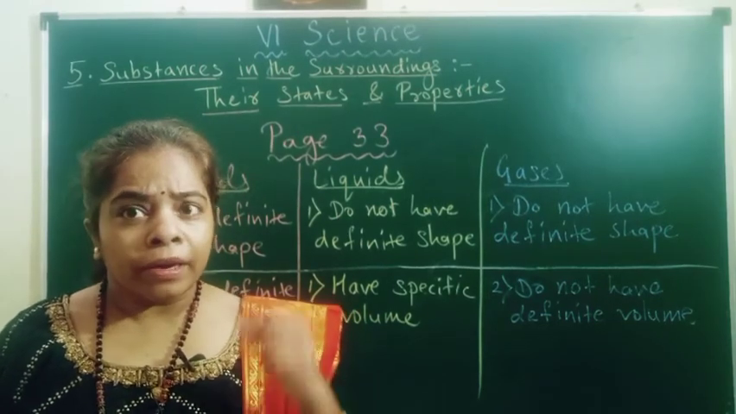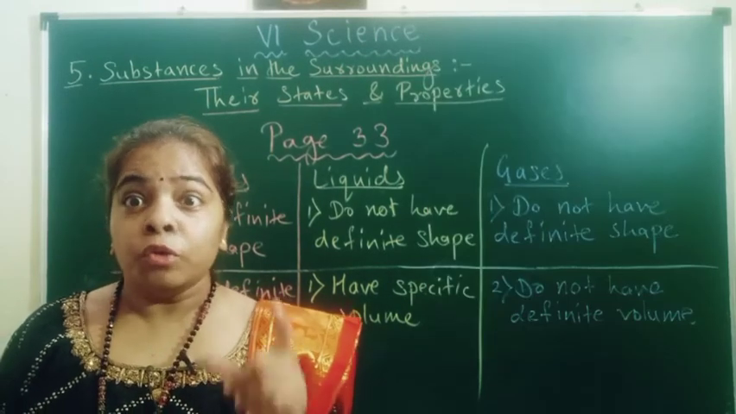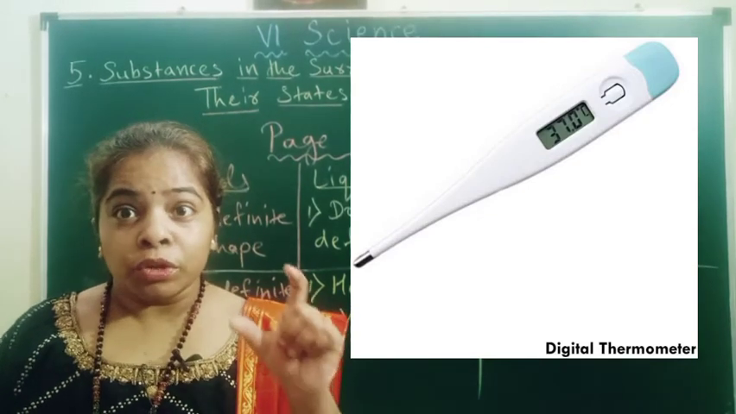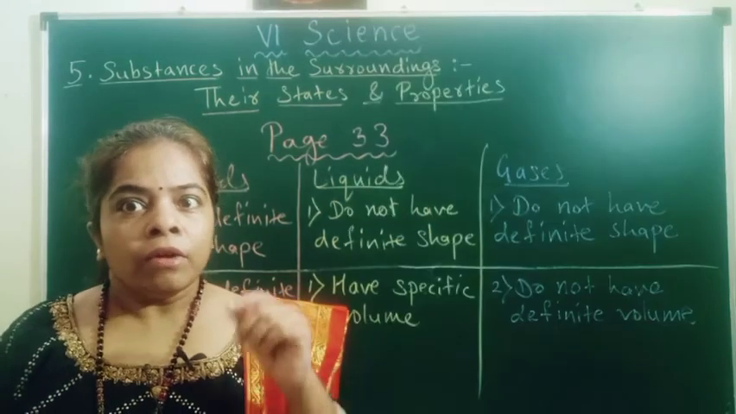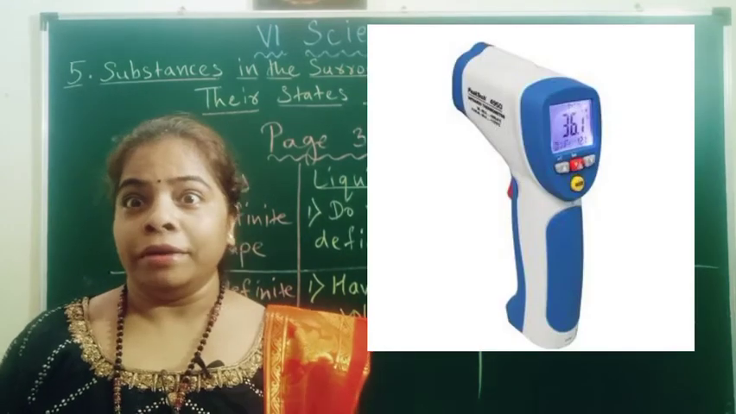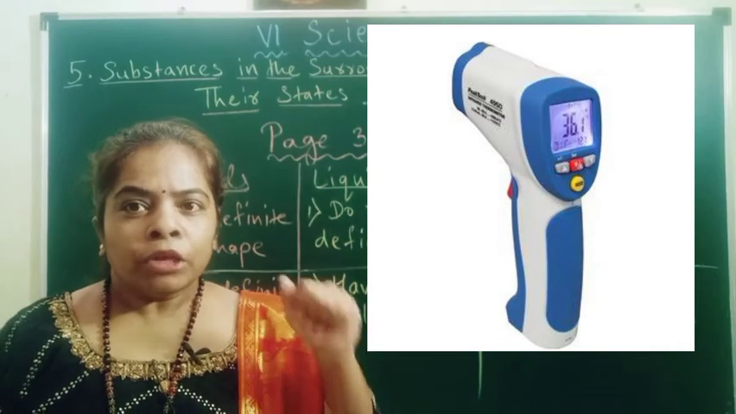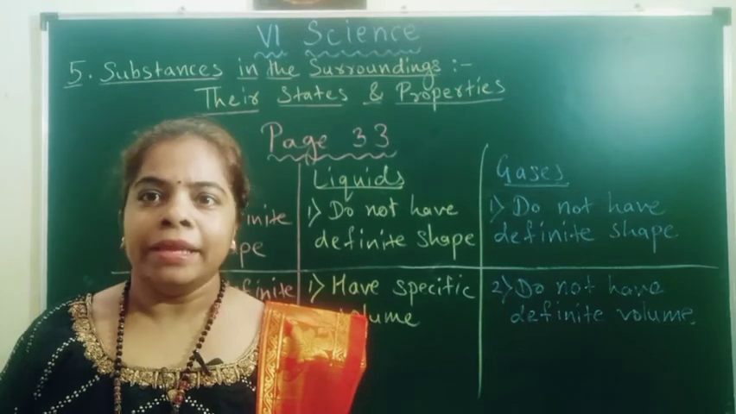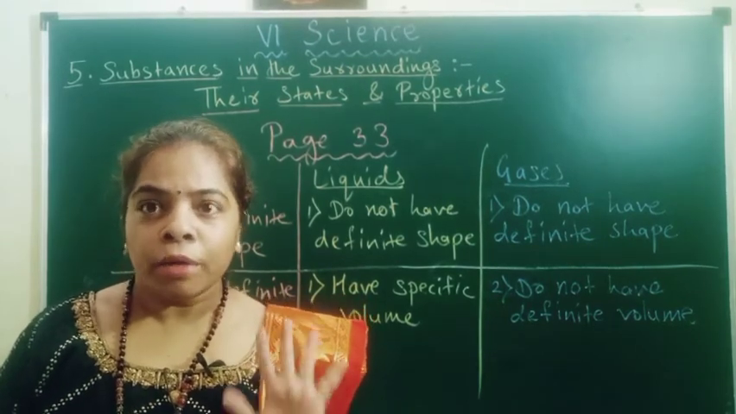Another type of thermometer is the gas thermometer, which is used in laboratories. Okay, we use digital thermometers in our houses. It will show the temperature in digits, in numbers. And one more type of thermometer is the infrared thermometer, which is going to check from far away. So these are a few basic types of thermometers. There are many other types of thermometers, but these are the basic types.